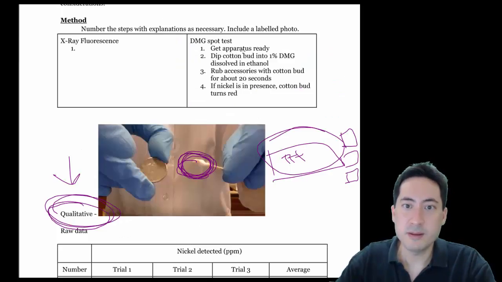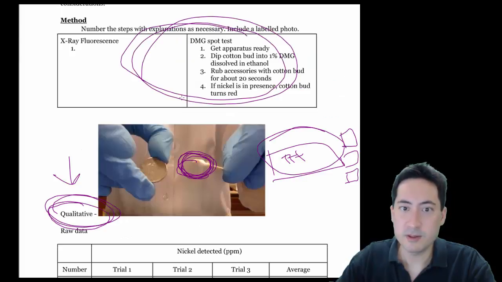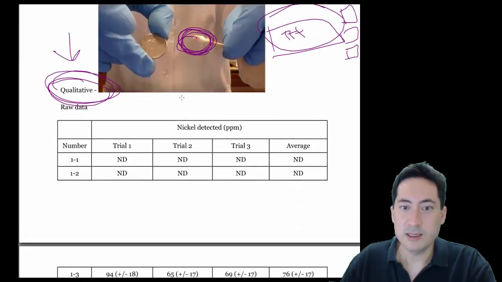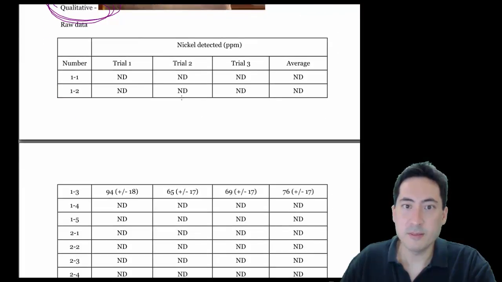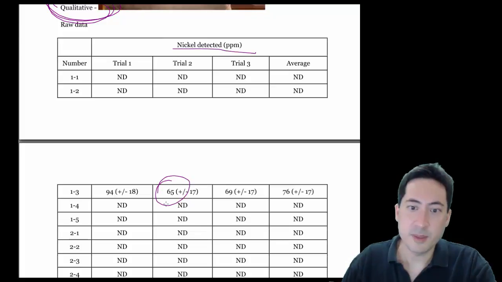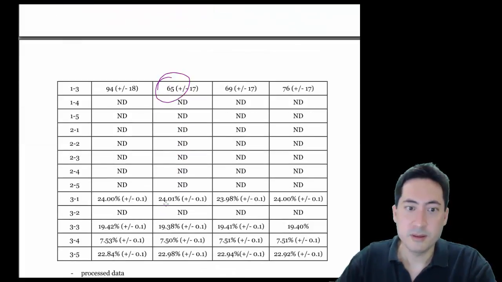Okay, so I need to see your method here so I can understand what your results are, and let's get down to it here. So this here is what you're up against. Nickel detected in parts per million, 65 parts per million. Now you've got a percentage here. You're doing parts per million or percentage. So you need to fix that up.